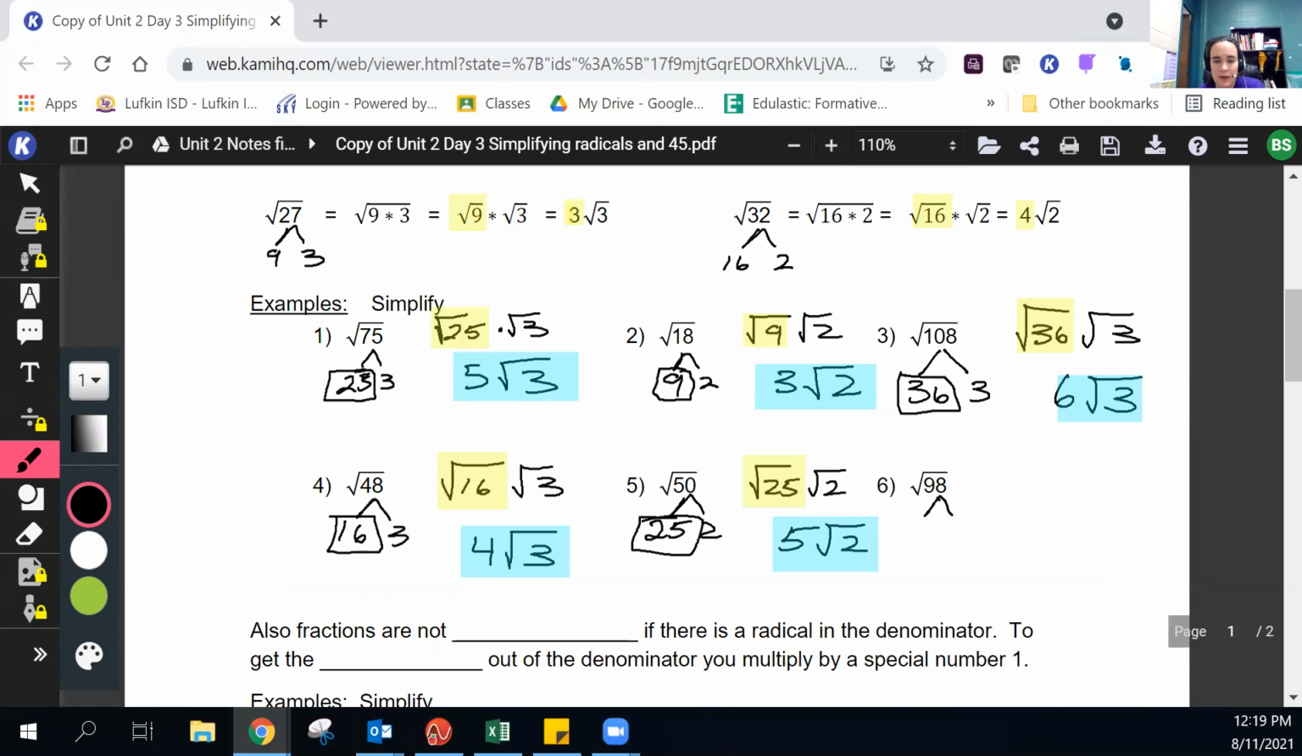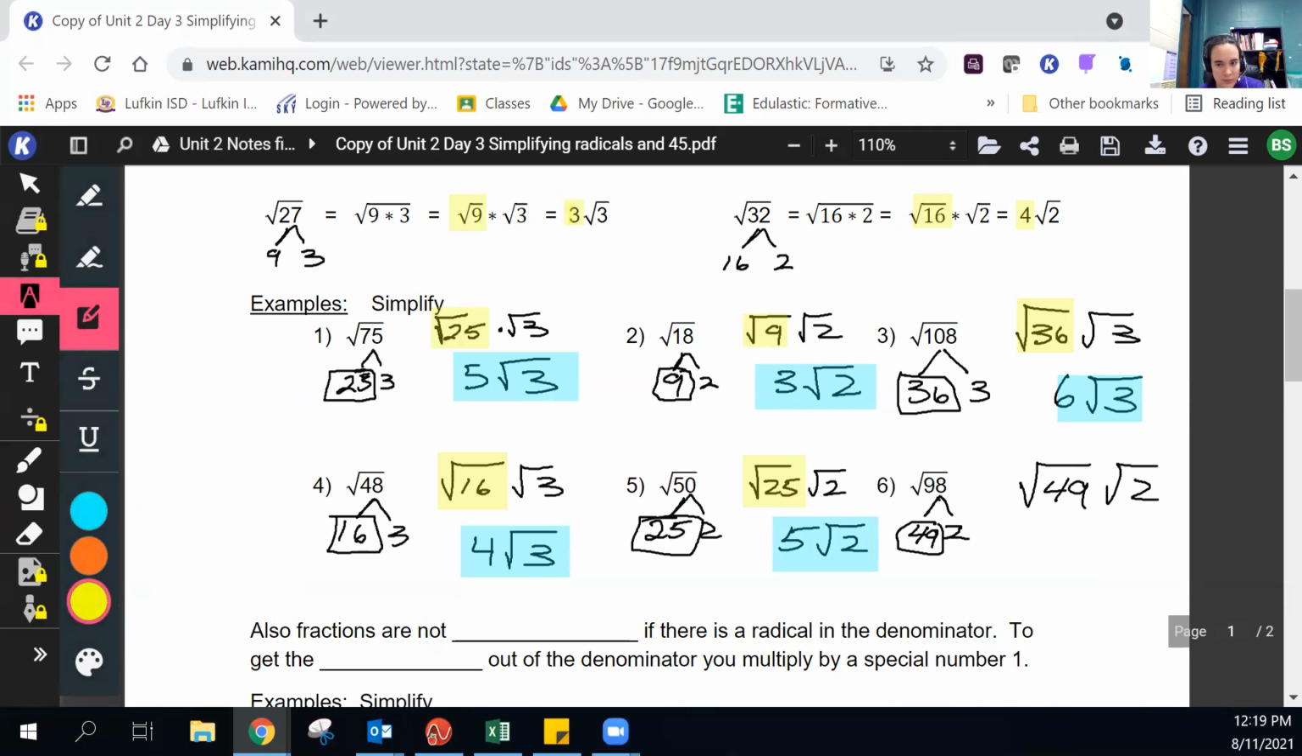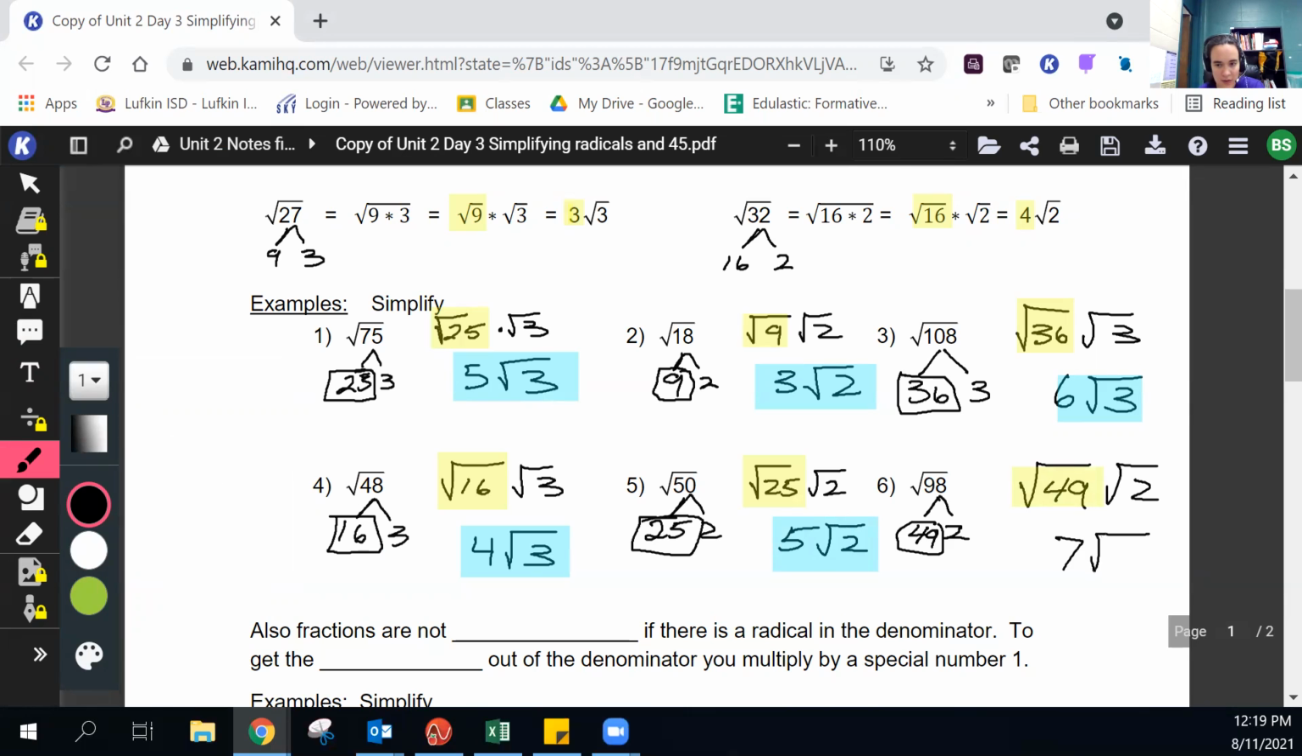Next up, we've got square root of 98. Is 98 divisible by 2? Yes, it is. And it's 49. And 49 is a perfect square. So we're taking the square root of 49 times the square root of 2. What is the square root of 49? It's 7. So our answer is 7 times the square root of 2.